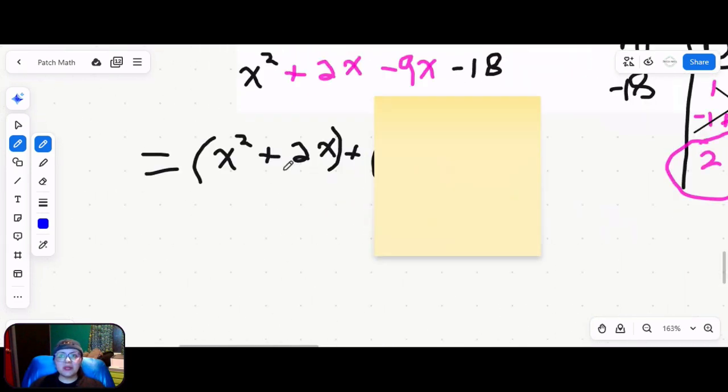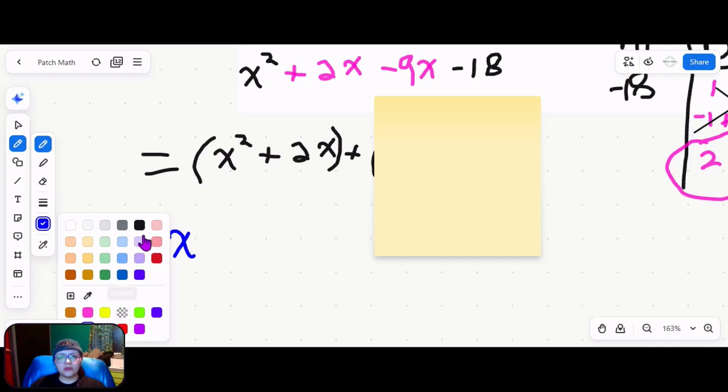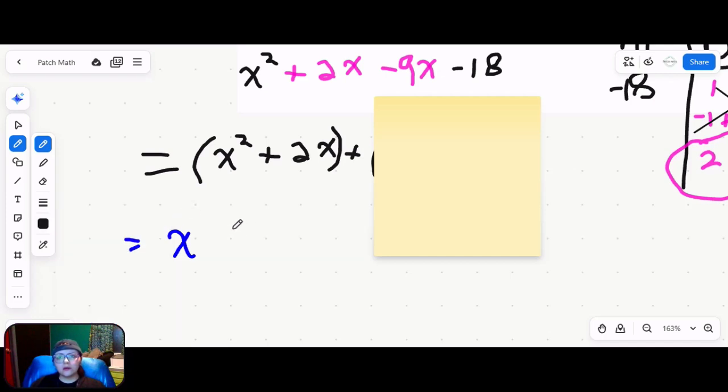We do not have a number in common. We have 1 and 2. The GCF of 1 and 2 is 1, so we don't need to pull it out here. But we do have x squared and x. The GCF of x squared and x is x, because the largest amount of x's we can evenly divide into both parts. And that will leave us with x squared divided by x is x, and 2x divided by x is 2.